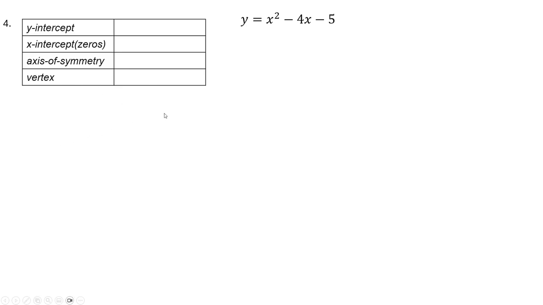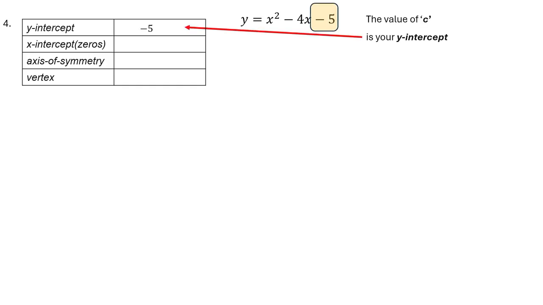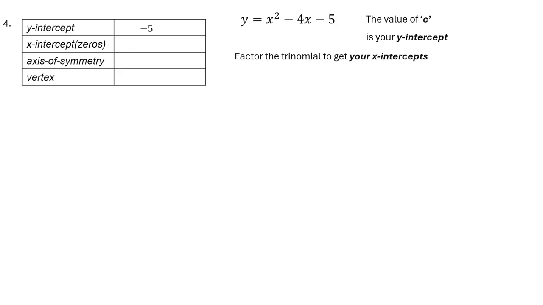Our next question, our trinomial is x squared minus 4x minus 5. Our y-intercept is negative 5. Our x-intercepts we get by factoring the trinomial, looking for a number that multiplies together to be negative 5 and adds together to be negative 4. That pair of numbers happens to be 1 and negative 5, which means that our intercepts will be negative 1 and positive 5.